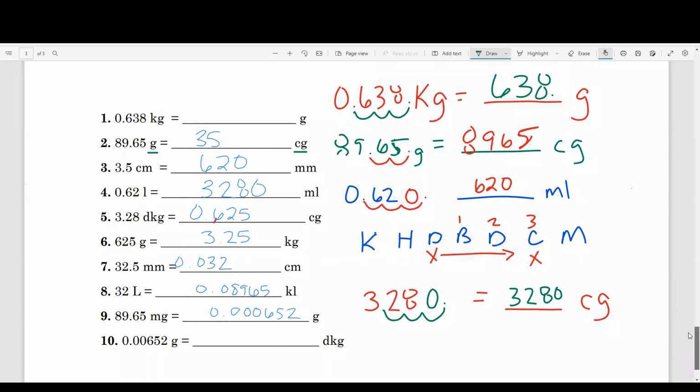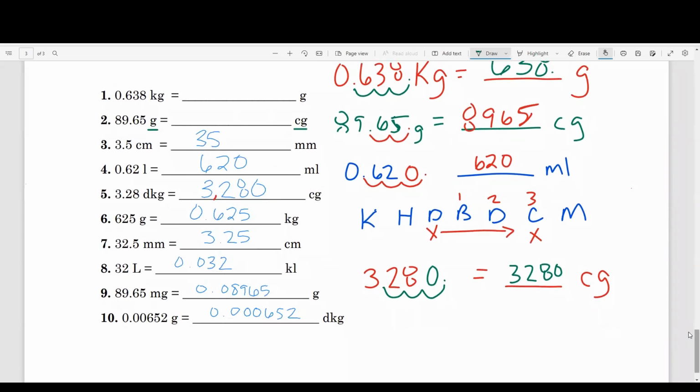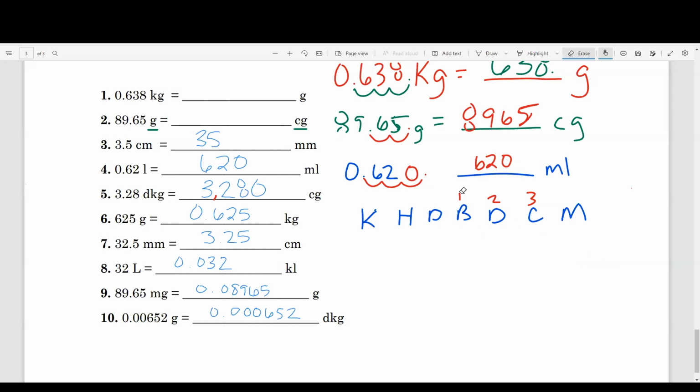Do I have any other questions? Can you go over number 10, please? Number 10. Okay. All right, so if we look at number 10, we have 0.00652 grams is equal to how many deciliters?